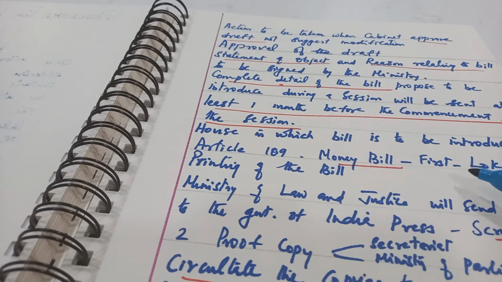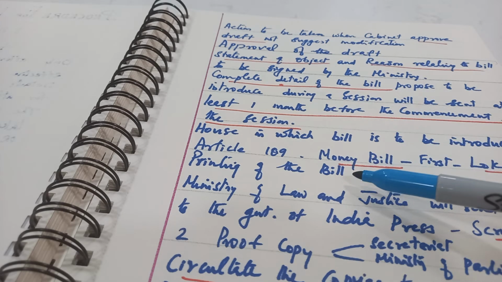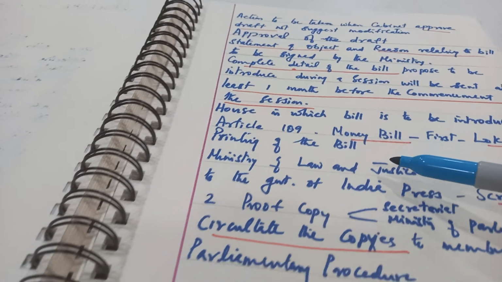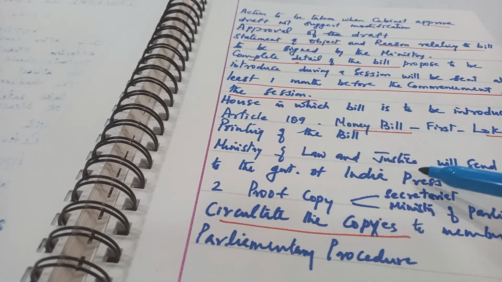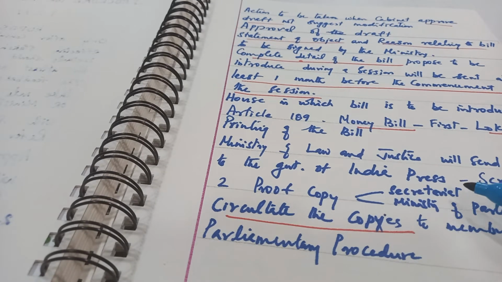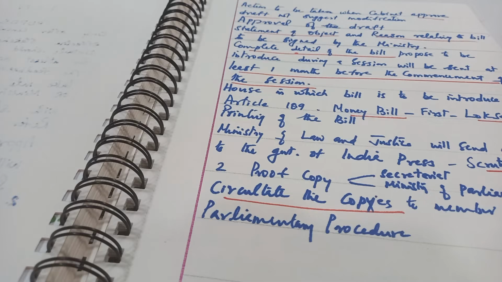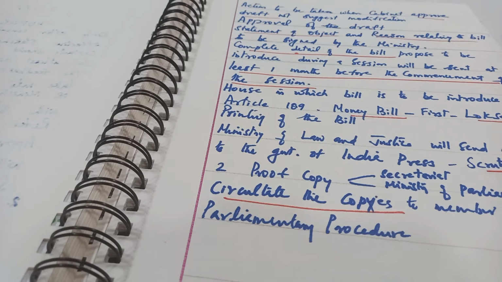Only in Lok Sabha can the money bill be introduced. After all, the printing of the bill is done. Till this point it is a proposal; after it becomes a bill, it may be printed according to Article 109, and the Ministry of Law and Justice will send it, as finalized, to the Government of India press. Even though this is only a bill, it should be finalized and sent to the press and the proof scrutinized. Two proof copies, one to the Secretariat and another to the Ministry of Parliamentary Affairs, and the copies are circulated to members of the House.